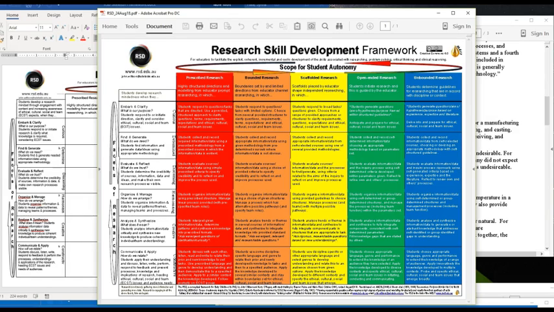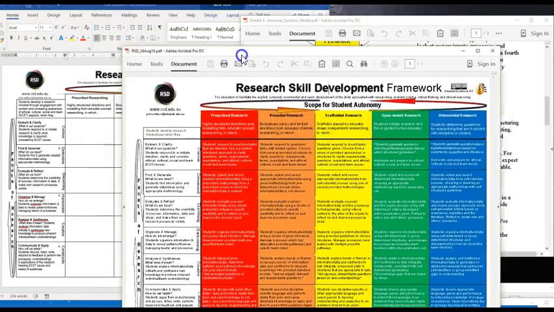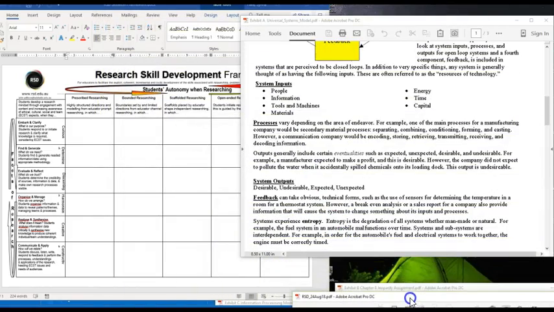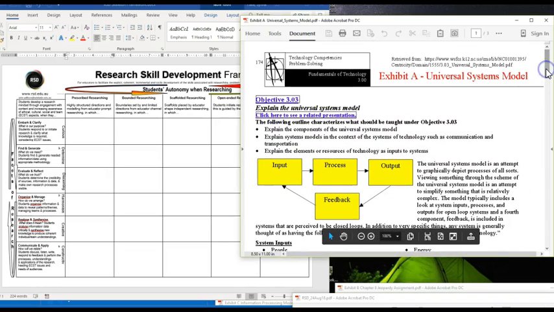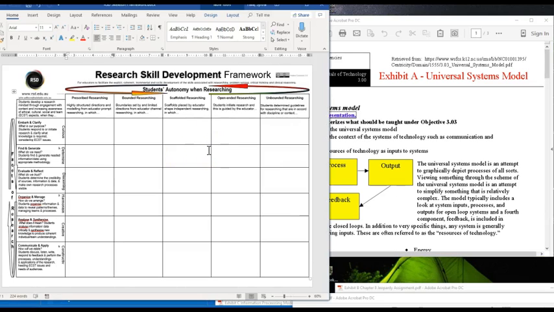I need 3 documents to start the alignment process. The first one is the Research Skill Development Framework that's fully completed. I don't have all of the cells memorized, so I'm going to move this off to the side for reference, but I do have it in front of me. The next thing I need is one of my assignments, and I'm going to start with Exhibit A, the Universal Systems Model. The third document I need is a blank skeleton research skill development framework that I can use to write and make notes in.